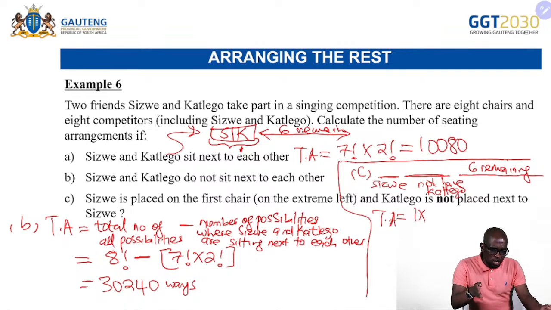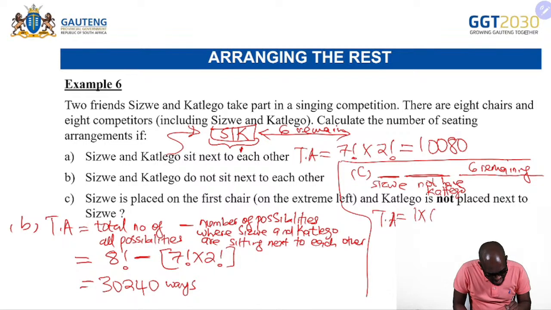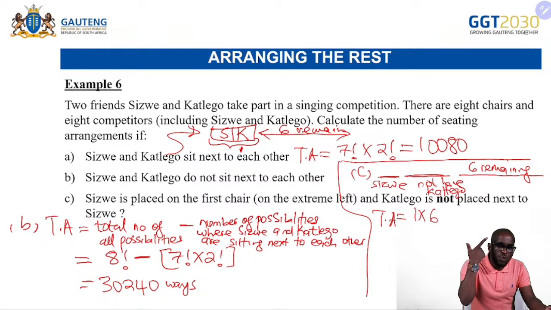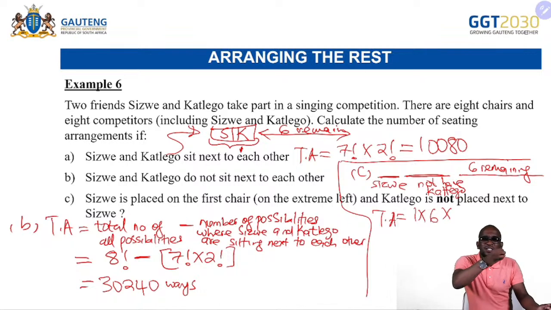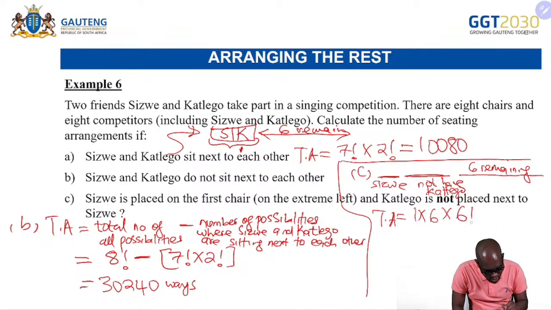So next to him, if it's not Katlego, then it should be the other 6 participants. Because remember, 7 participants will remain. Because Sizwe is in the first position, 7 will remain since we have 8 in total. Out of the 7 that remain, you want to exclude Katlego. And then in the last part here, we then need to arrange the 6 remaining ones, which we can do in 6 factorial ways. So the total arrangement in this case would be 1 times 6 times 6 factorial.